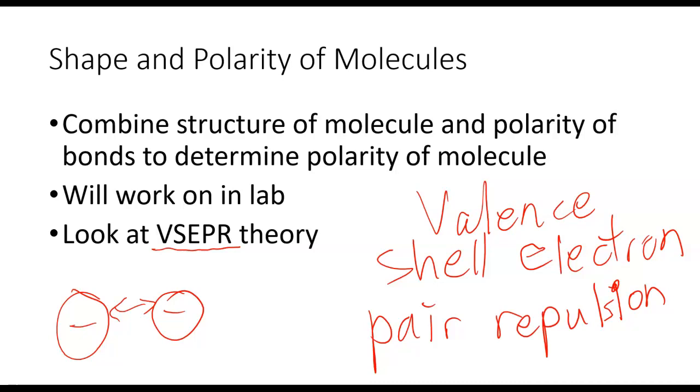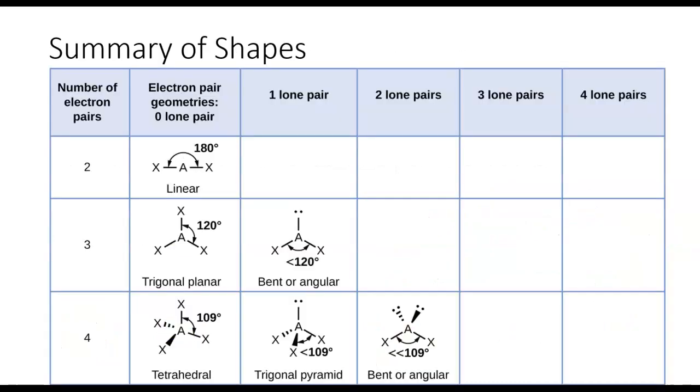So first we're going to take a look at shapes. This is a summary of the types of shapes that we'll be looking at. There are more shapes that you can find in different sources, but we're going to focus on some basic shapes. The number of electron pairs here is essentially the number of electron groupings around an atom.